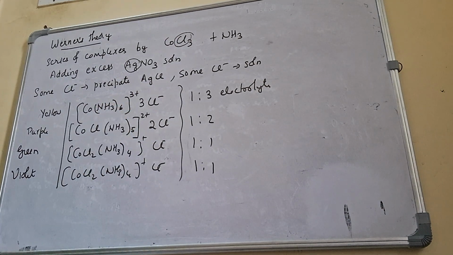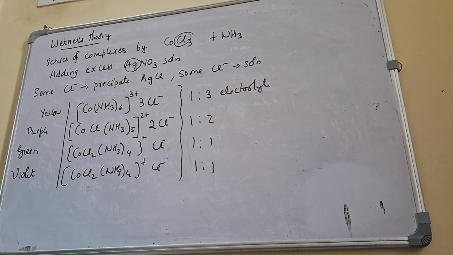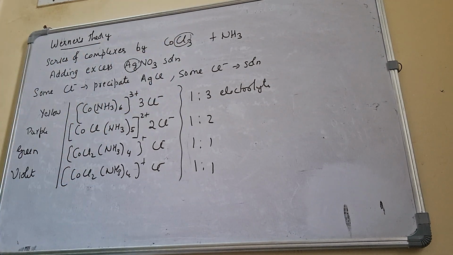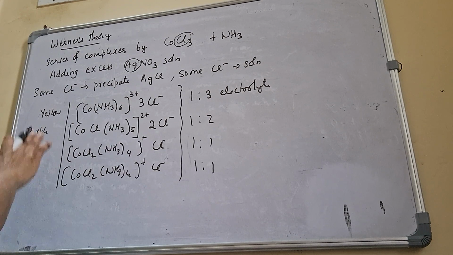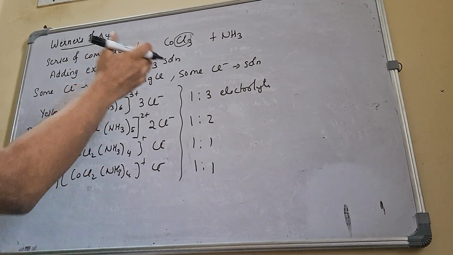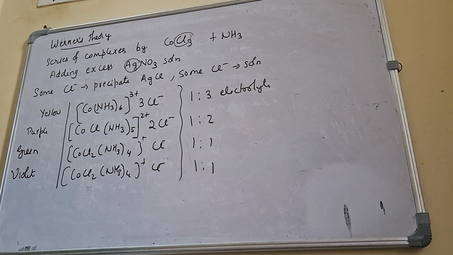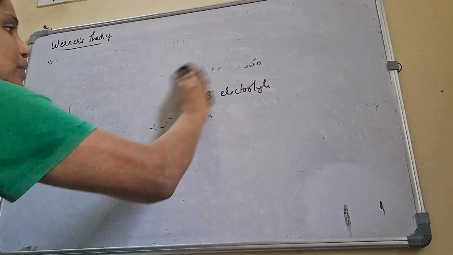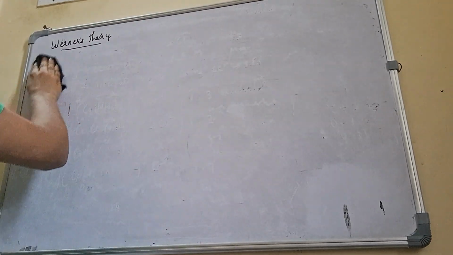Based on this observation, he proposed his theory, called the theory of coordination compounds, and we are going to write the main postulates. When the mixture reacted with silver nitrate, different colored complexes showed different proportions of chloride ions precipitating. It was not the same ratio. Based on this observation, he gave his theory, which says the following things. Let's write this one by one.